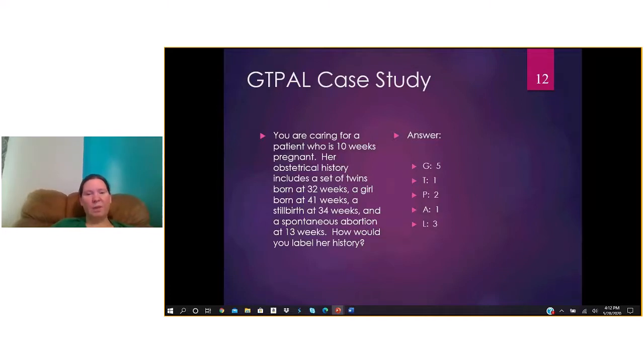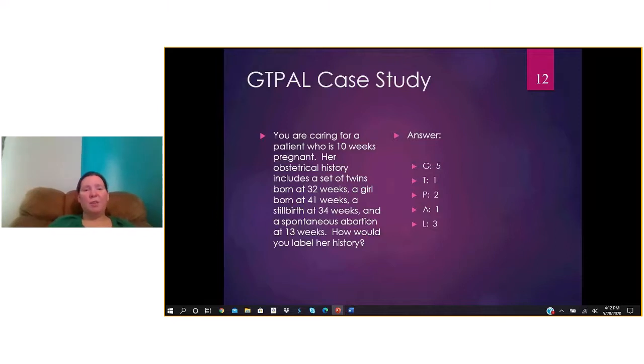Term is 38 weeks and up. Preterm is 20 weeks to 37 weeks and 6 days. And then abortion is before 20 weeks. L is the only letter that is based on number of children, not number of pregnancies. So if you had one pregnancy but had 2 children, L is still going to be 2 because there's 2 children. Let's go through this one.